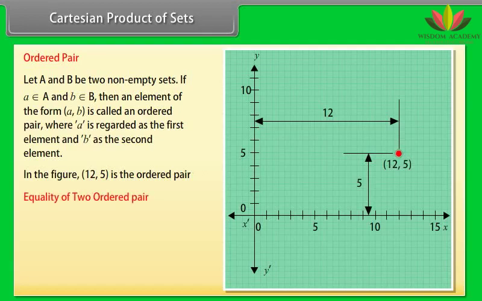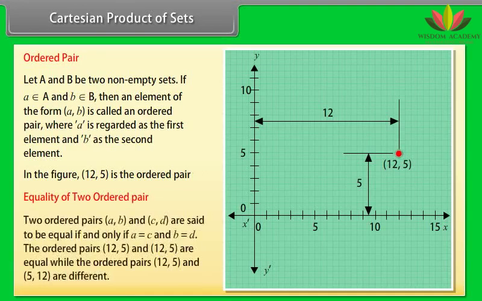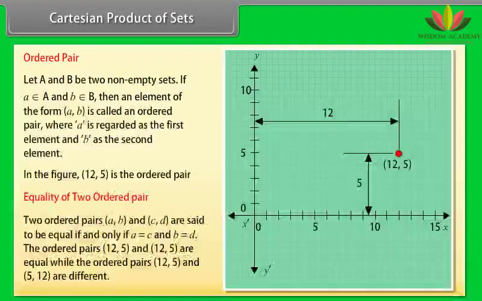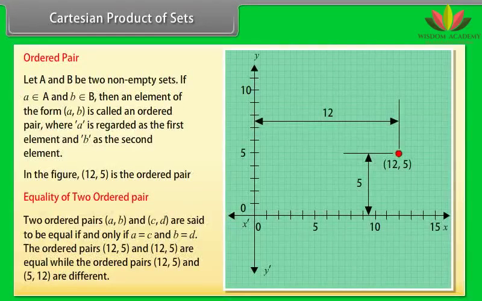Equality of two ordered pairs. Two ordered pairs (a, b) and (c, d) are said to be equal if and only if a is equal to c and b is equal to d. The ordered pairs (12, 5) and (12, 5) are equal while the ordered pairs (12, 5) and (5, 12) are different.